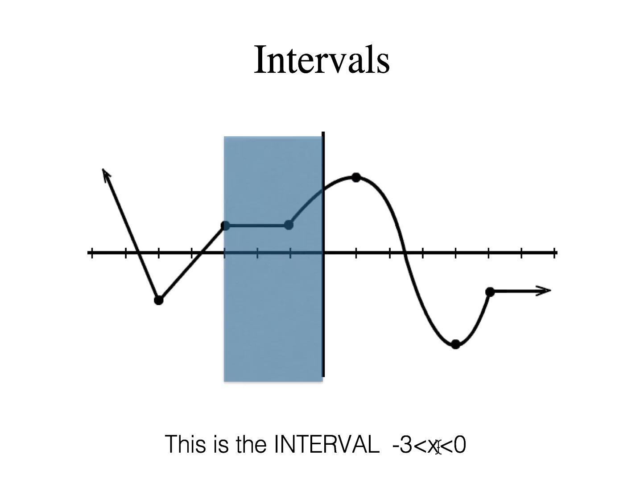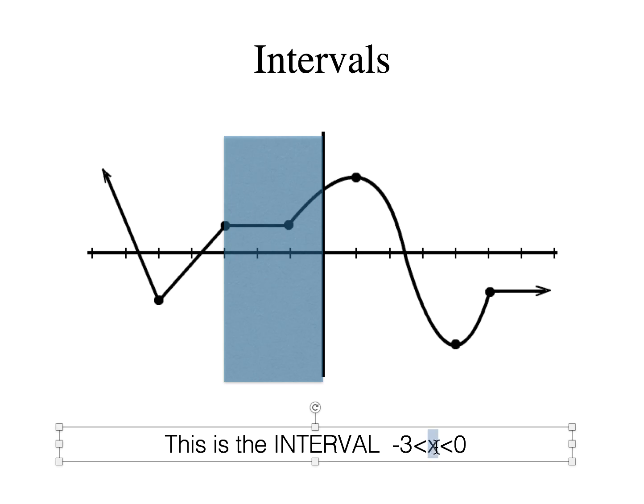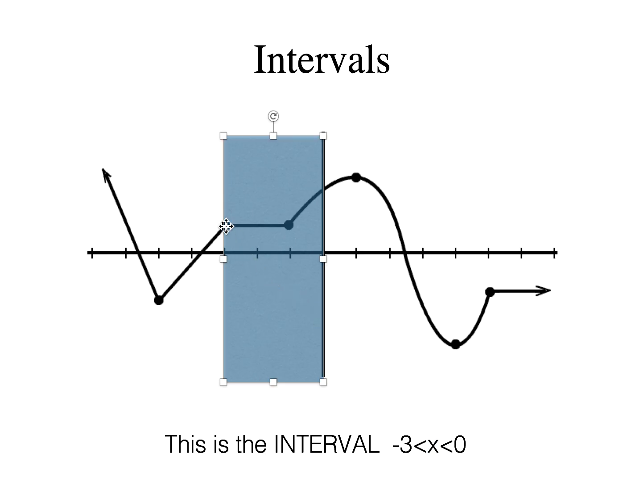This is the interval where x is between -3 and 0. Notice the notation here. I have the number x, and I'm showing that it's greater than -3 but less than 0. It's between -3 and 0. So on the graph, from here to here, and then up to here, this is the interval on the graph from -3 up to 0.